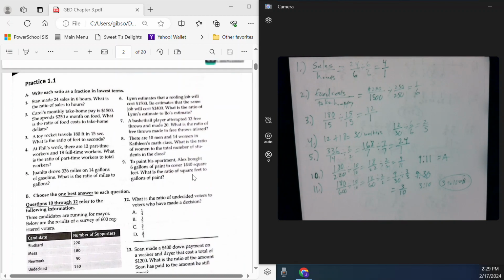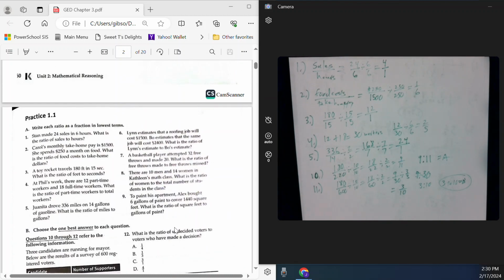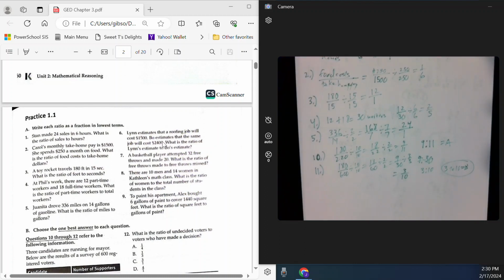Okay, now we come here. Now it seems interesting because I didn't see that they was directly across with the numbers. I thought they went straight down. But we could go back up here to problem number 6. It said Lynn estimates that a roofing job will cost $1,500. Bo estimates that the same job will cost $2,400. What is the ratio of Lynn's estimate to Bo's estimate?